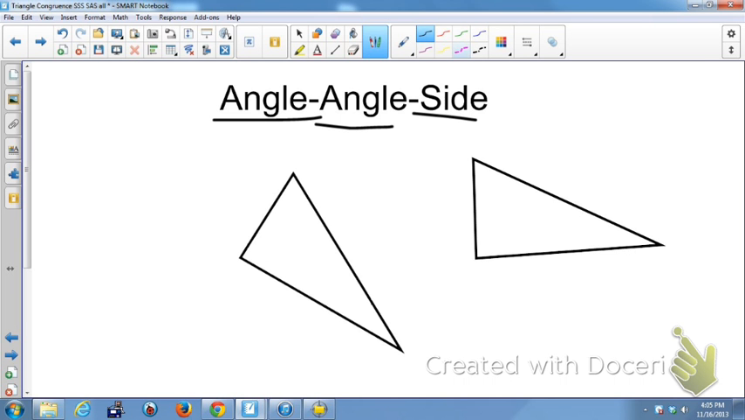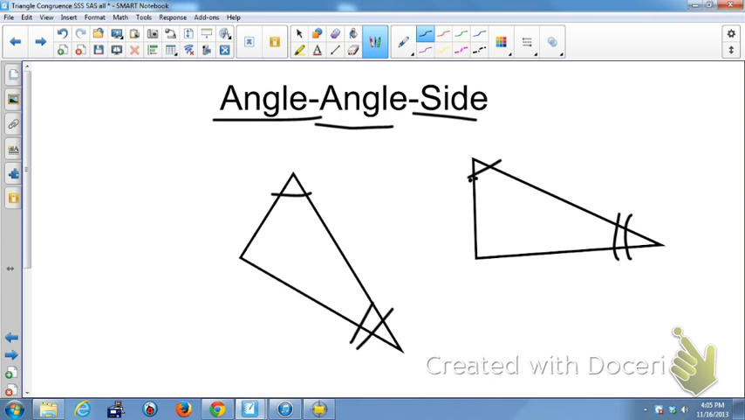Alright, so in this case, let's start with an angle. So we can say this angle is congruent to this angle. And then we need another angle. So I'm going to go with this little cute angle over here. This angle is congruent to this angle.